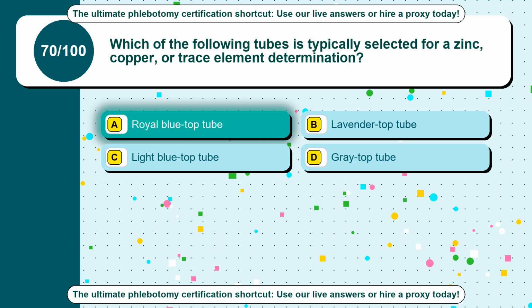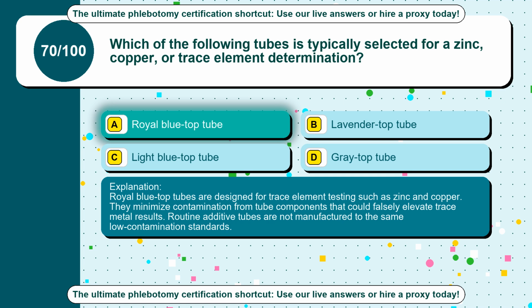The correct answer is option A, royal blue top tube. Royal blue top tubes are designed for trace element testing such as zinc and copper. They minimize contamination from tube components that could falsely elevate trace metal results. Routine additive tubes are not manufactured to the same low contamination standards.